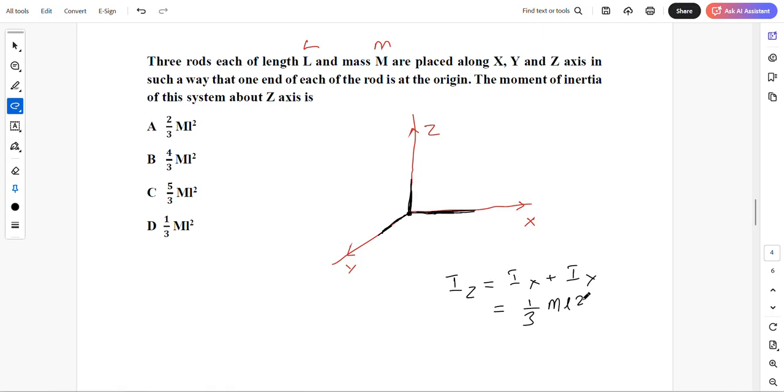Iz is equal to what? Ix plus Iy. 1 by 3 ML square for the x axis plus 1 by 3 ML square for the y axis. That is equal to 2 by 3 ML square. Hope you have understood this one. 2 by 3 ML square is the right answer. We will see the next problem.